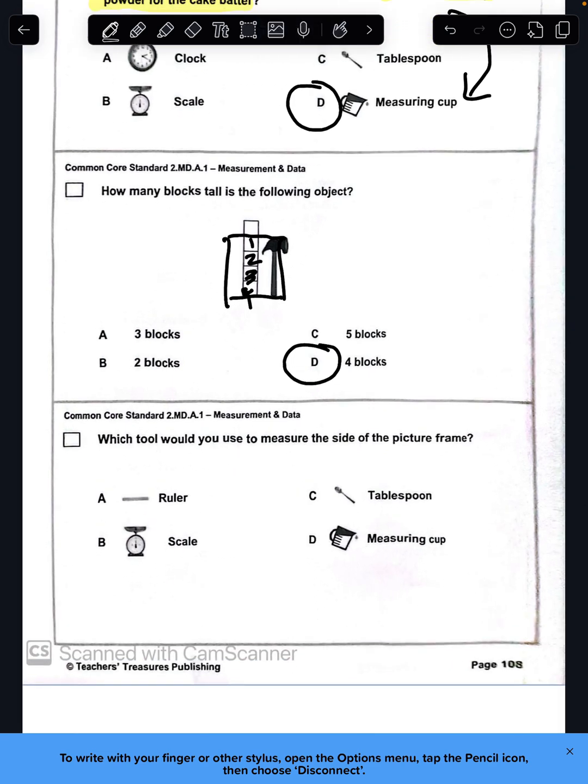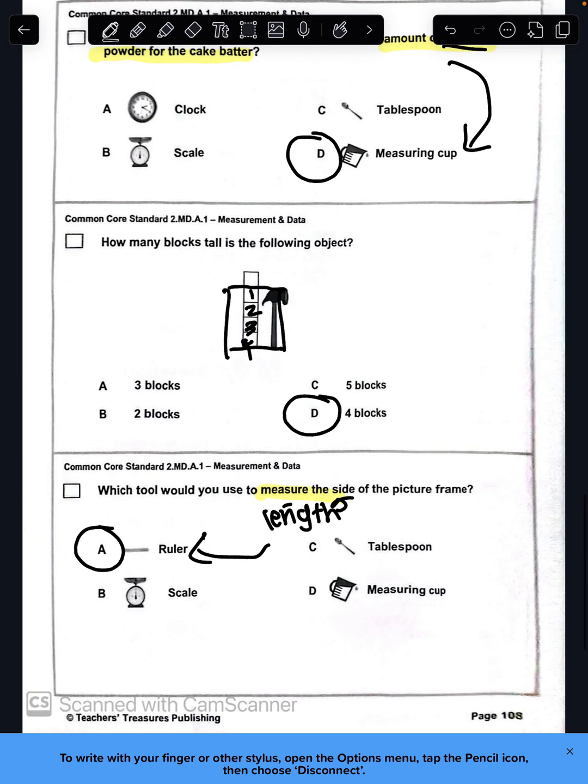Okay, last question. Which tool would you use to measure the side of a picture frame? So measure the side. Usually if you're measuring the length of something, again, you would use a ruler. So when they ask measuring the side, they're referring to the length. And that would be ruler. So the answer is A. And that is all.